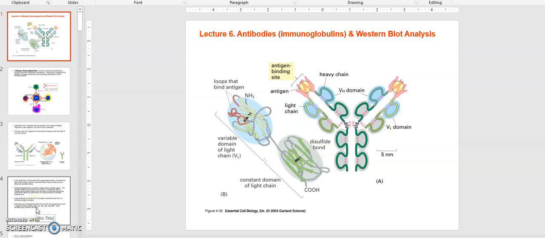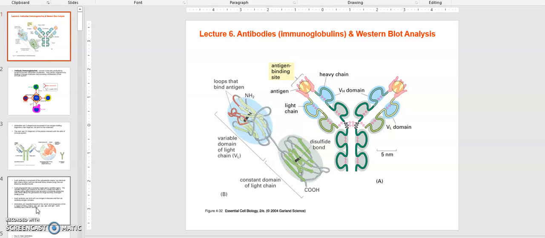Okay, lecture 6, we'll talk about some of the antibody, which is same as immunoglobulin based detection assays, protein detection assays, such as Western blot and ELISA. And then we'll also talk about some other assays that allow the detection of protein-to-protein interactions inside of cell or outside of cell. Okay, first, antibodies, immunoglobulins.